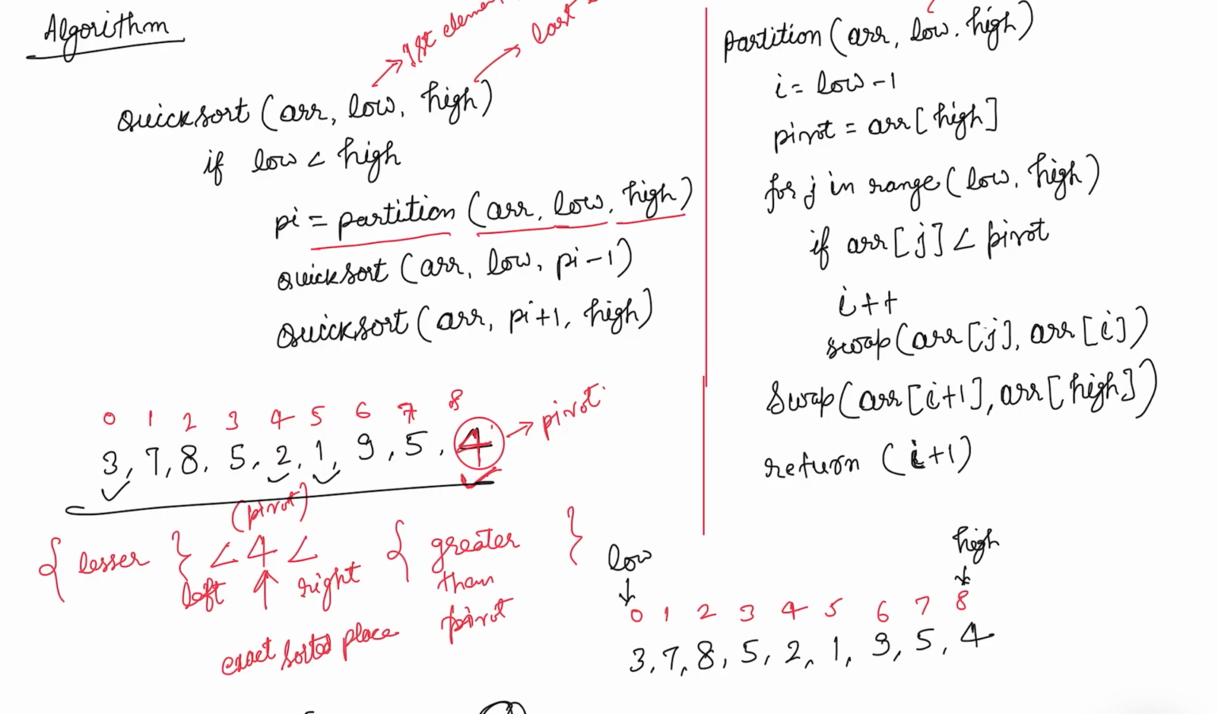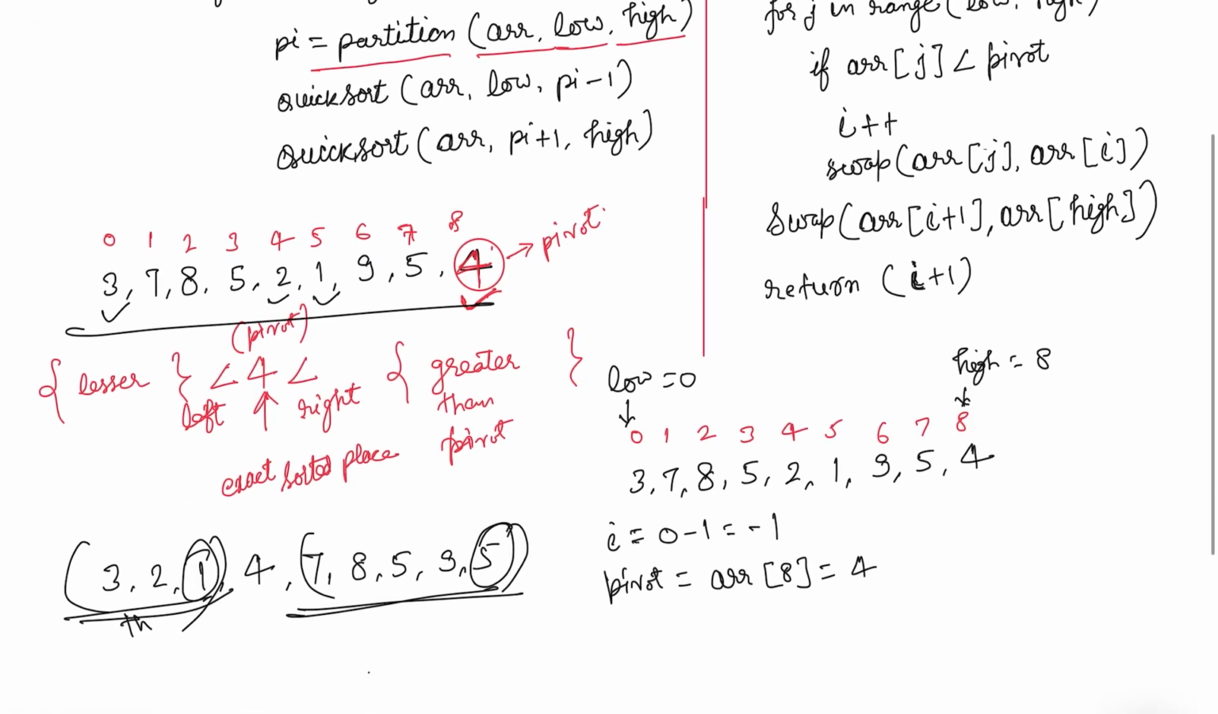So here low is equal to 0 and high is equal to 8. So we will initialize i with low minus 1, that means 0 minus 1, this will be minus 1. And pivot will be array[8], this will be 4. Now we have initialized i with minus 1 and pivot is the last element, that means array[high]. Now this will go into this for loop.